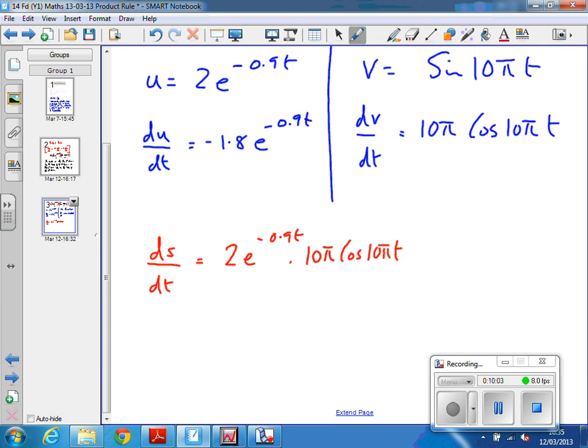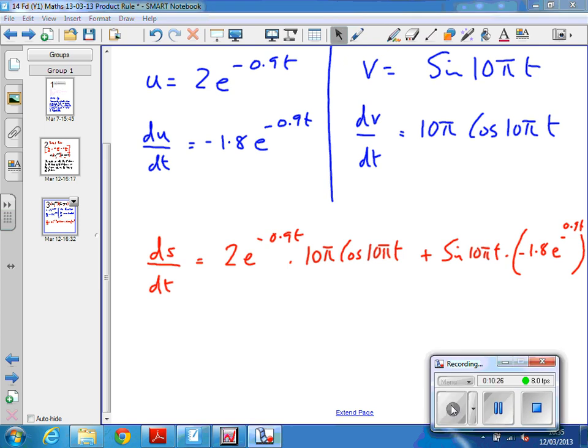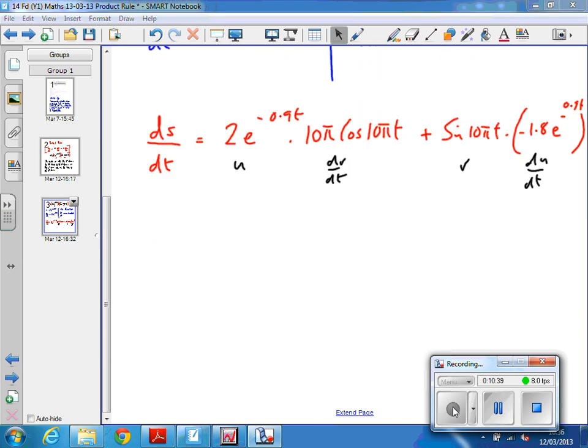No, it's the first bit, which is 2e to the minus 0.9t, times the differential of the second, plus the second function, which is sine 10 pi t, times the differential of the first one, which is minus 1.8 e to the minus 0.9t. Running out of room, okay? So just for clarity, that's u, that's dv by dt, that's v, and that's du by dt. So you can see them there.